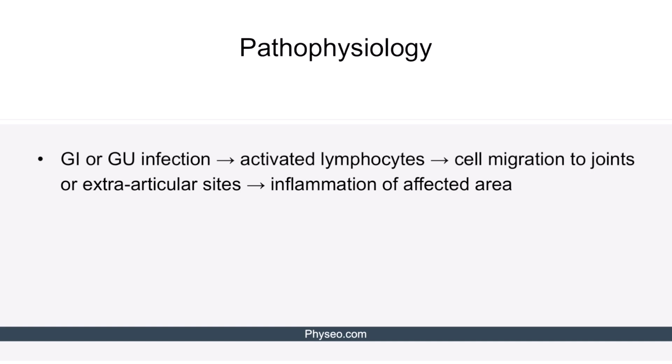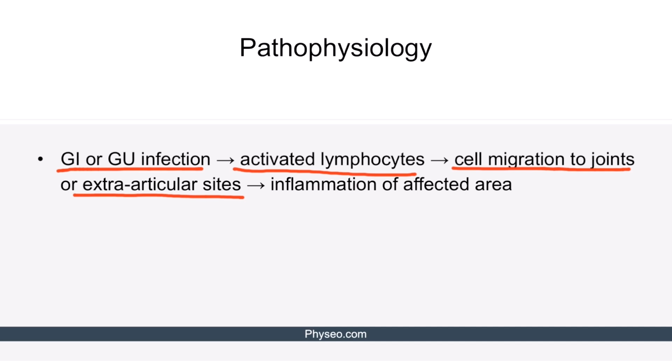Now, the pathophysiology of reactive arthritis is likely better understood than the previous conditions we've discussed. So when a patient experiences a GI or GU infection, lymphocytes are activated in an effort to combat the infecting organism. In certain high-risk patients, such as those displaying the risk factors described on the following slide, we'll show you what these are, these cells may migrate to the joints or a variety of extra-articular sites. And those sites include the eyes, the skin, mouth, or nails.